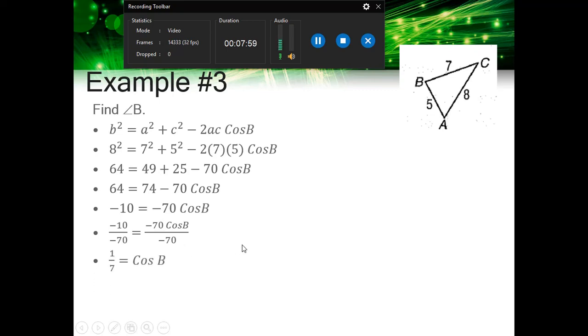Again, when you're finding an angle measure, we're going to activate our inverse cosine. So 1/7 and B are going to switch places. And I'm going to enter this into my calculator. Again, make sure you're in degree mode. And it tells me that B is approximately 82 degrees.